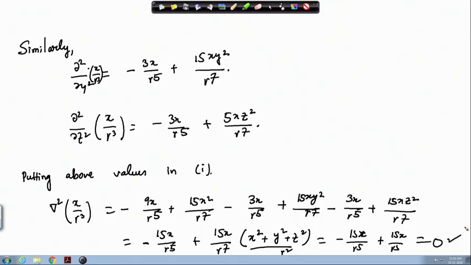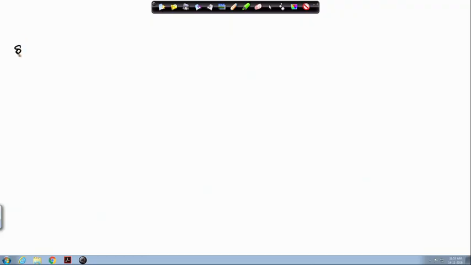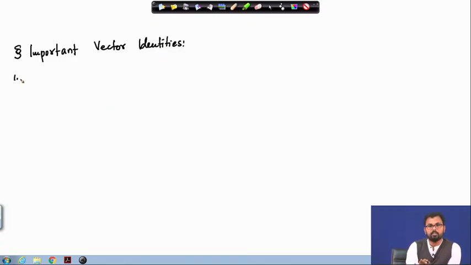Now, I think we have covered enough examples on calculation of gradient, divergence and curl of several types of vector and scalar functions, and now we move on to some vector identities. All right. So, let us move on to some important vector identities. Okay. So, the first identity is, and we assume that all these vector functions have continuous partial derivatives.